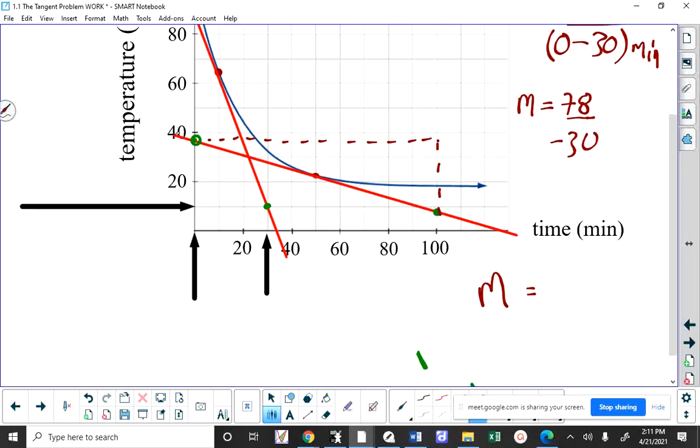What are we looking at? 100. And it goes down. What is that? 37 to 8, 10, 20, 29.